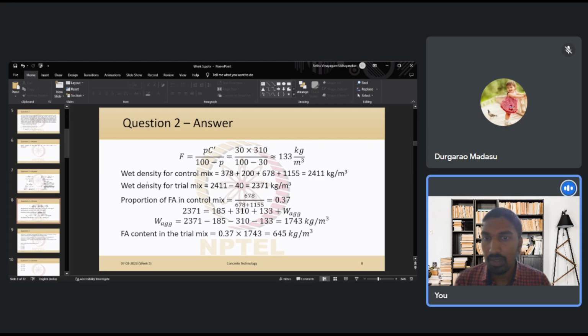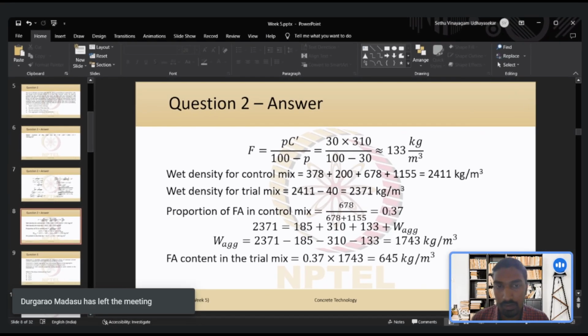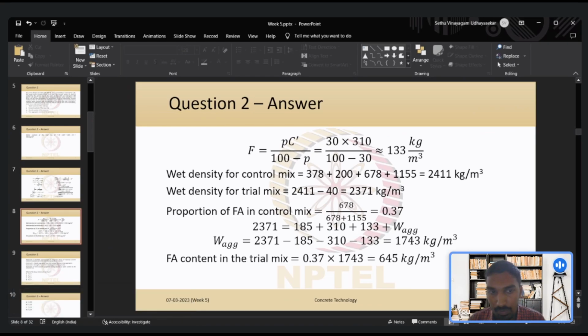So to do that, we use the wet density of the trial mix. The wet density of the trial mix was given as 40 kilogram per meter cube lesser than that of the control mix. Using that and the other three components, water, cement and fly ash, we found the wet aggregate content, which was 1743. Then using the proportion of fine aggregate in the total aggregate content from the control mix, we found out the fine aggregate content in the new trial mix.